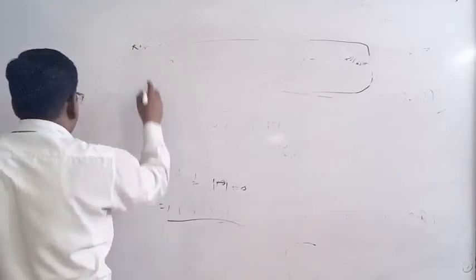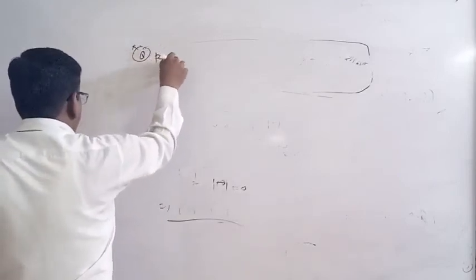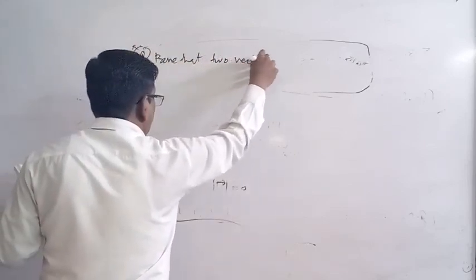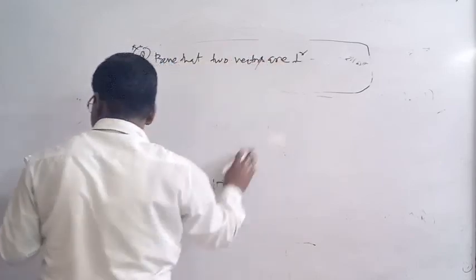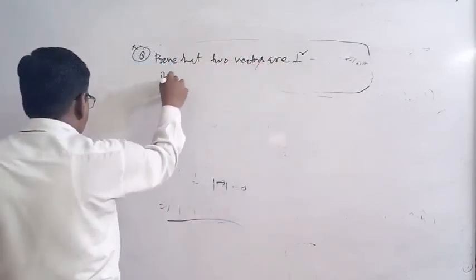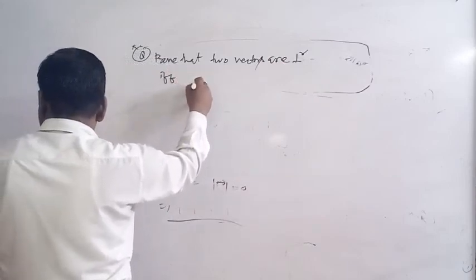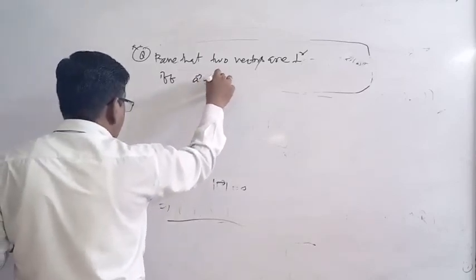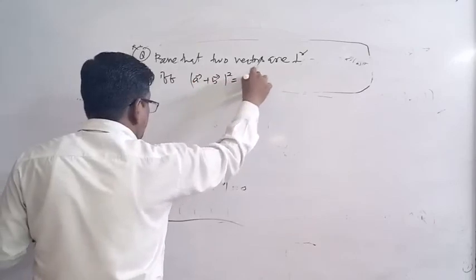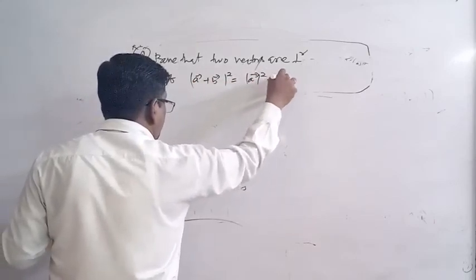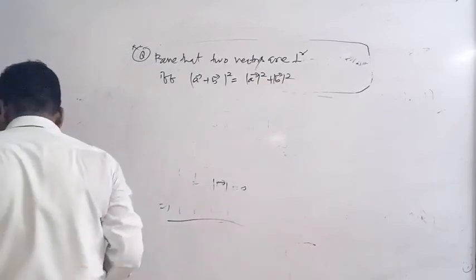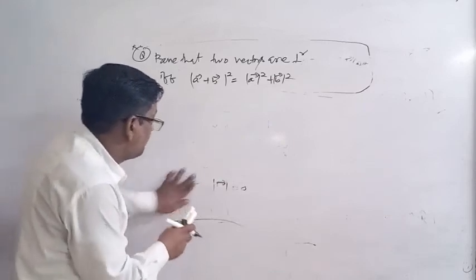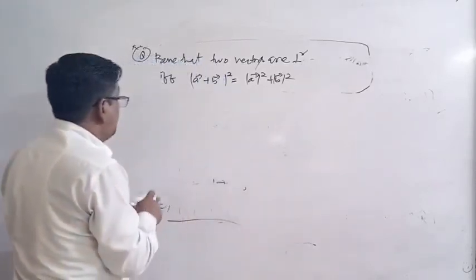Prove that two vectors are perpendicular if and only if magnitude of A plus B square is equal to magnitude of A square plus magnitude of B square. This is the question.